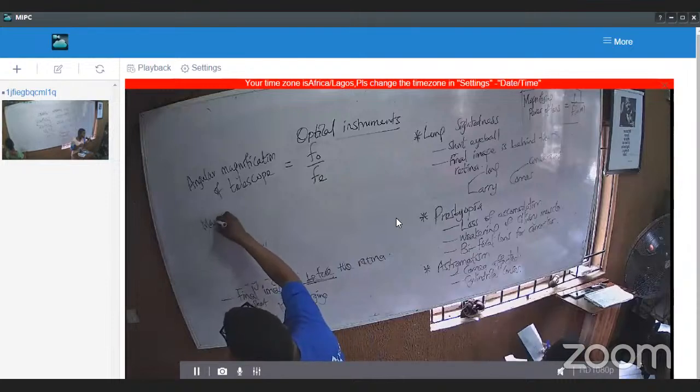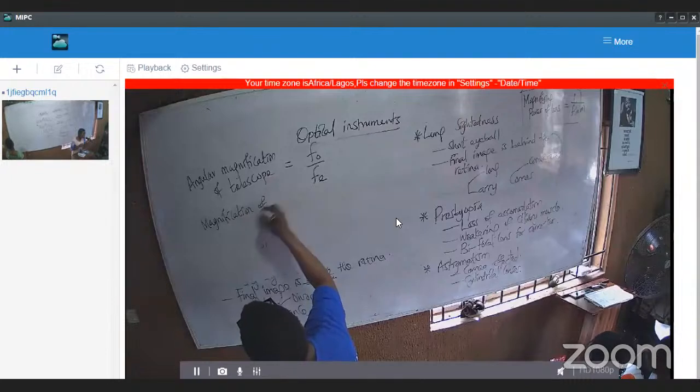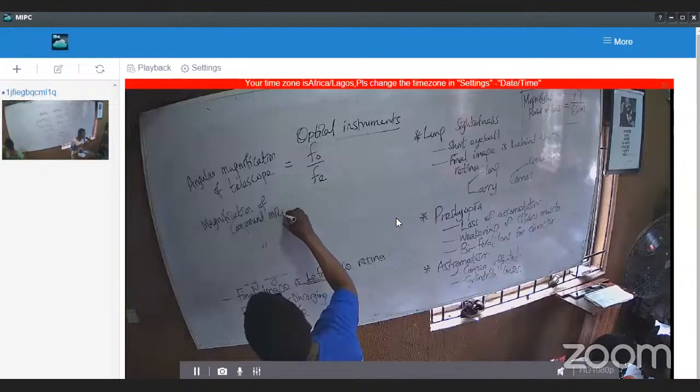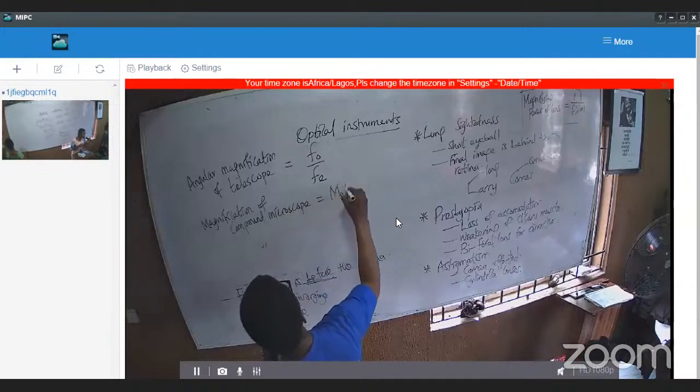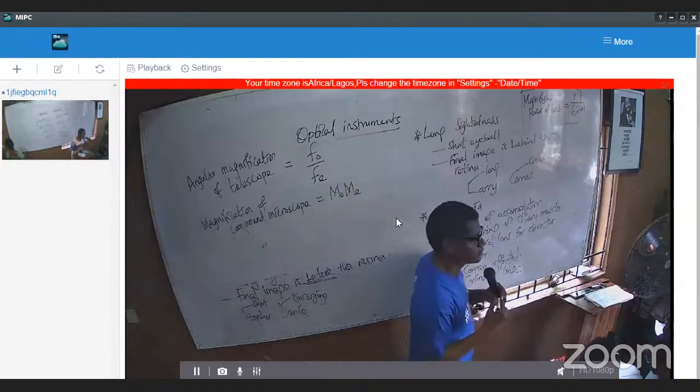Magnification of compound microscope. MOMI: magnification of the objective times the one for the eyepiece.